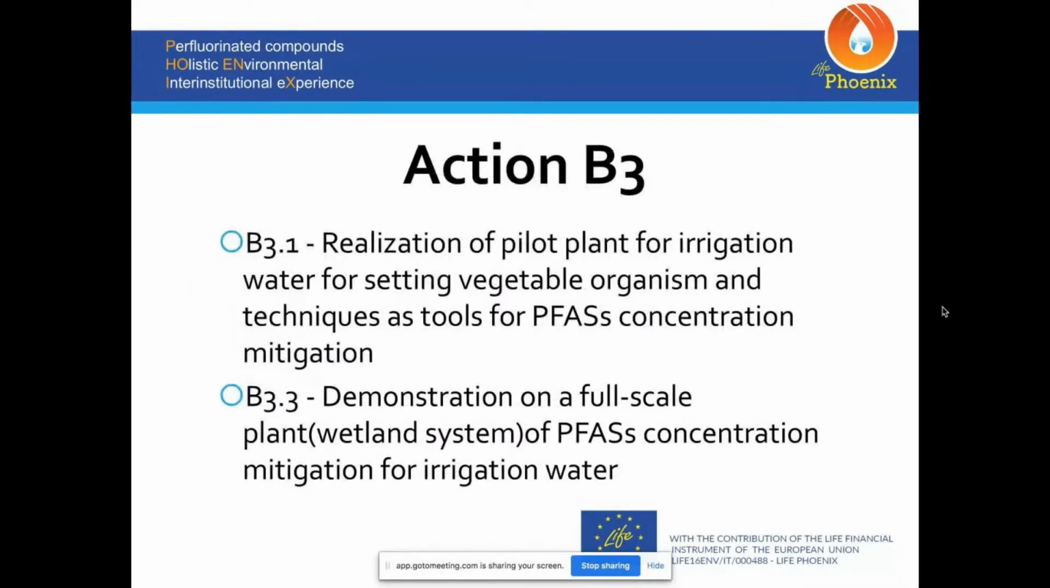These are the two sub-actions that are involved in these topics, irrigation water and phytodepuration, as I mentioned above. The first one was the realization of a pilot plant to test if phytodepuration could be a valuable tool for depuration or to mitigate the concentration of PFAS in irrigation water. Then we will try to upscale our pilot plant to a real-size area within the project area.